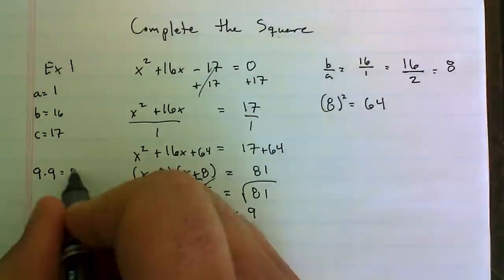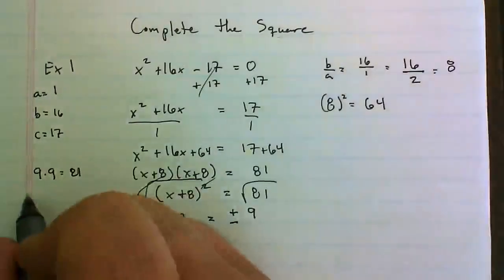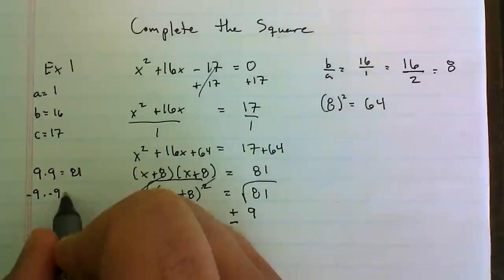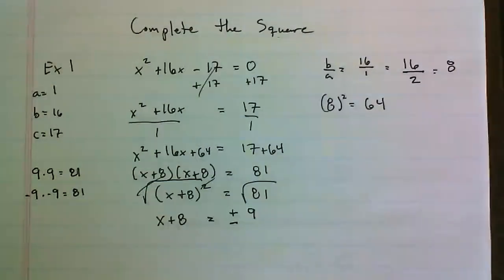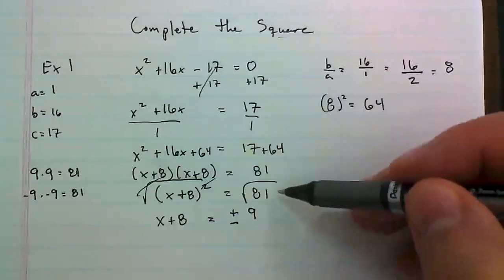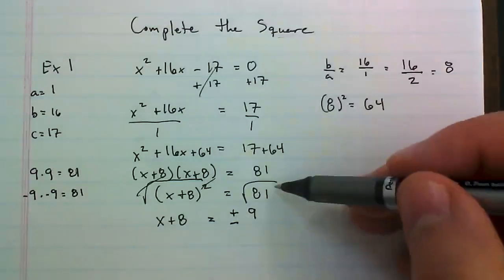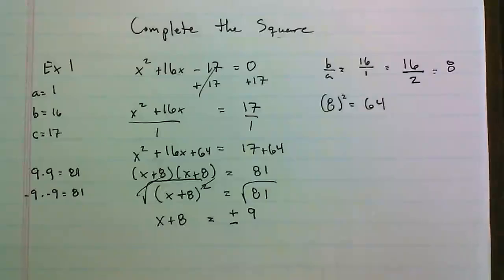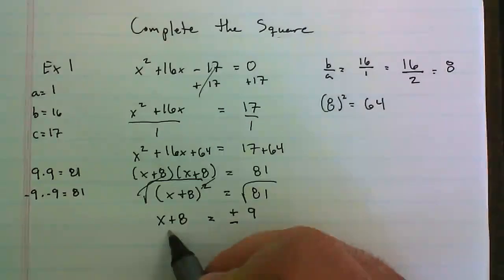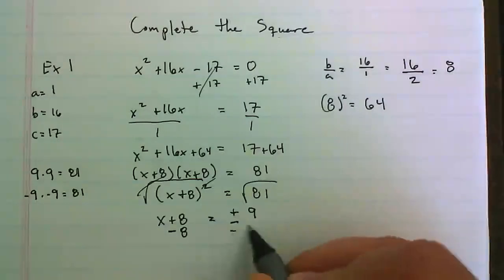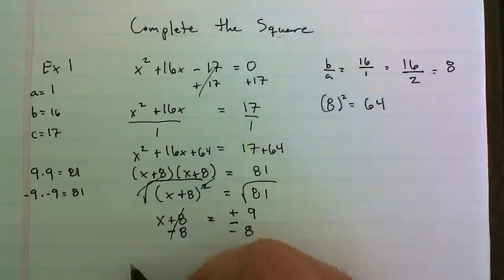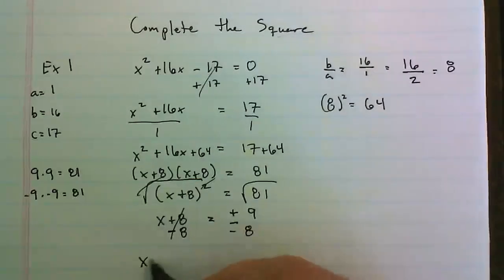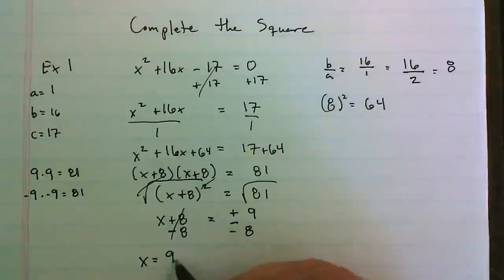of 81. Now this is a new thing in algebra where a lot of us don't realize when you take the square root of a number, there's actually two answers. There's a plus answer and a minus answer. And that has to do with the fact that there are two things that you can multiply together to get positive 81. And I'll show you that in a minute. When you take the square root of 81, you will get 9. So you have plus or minus 9.